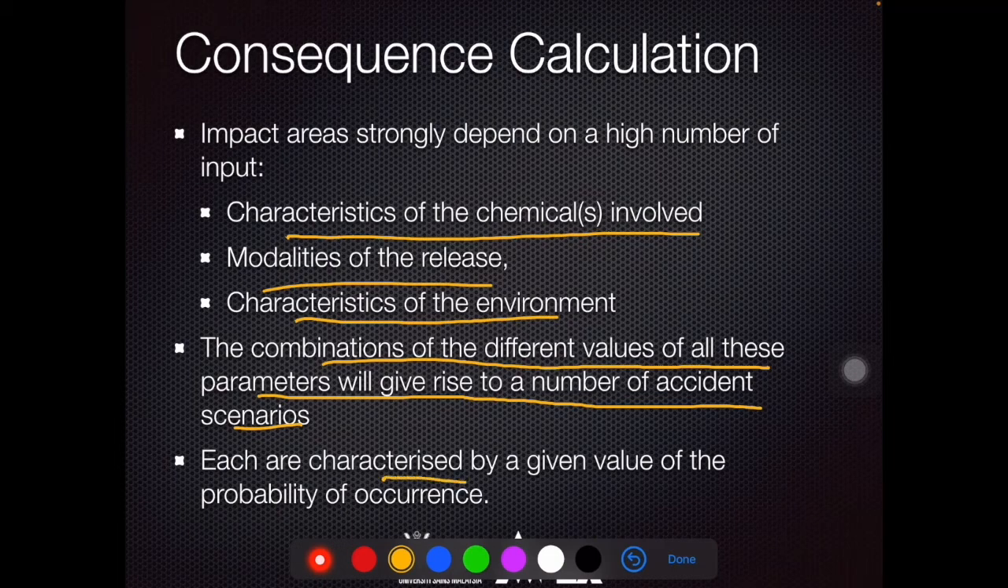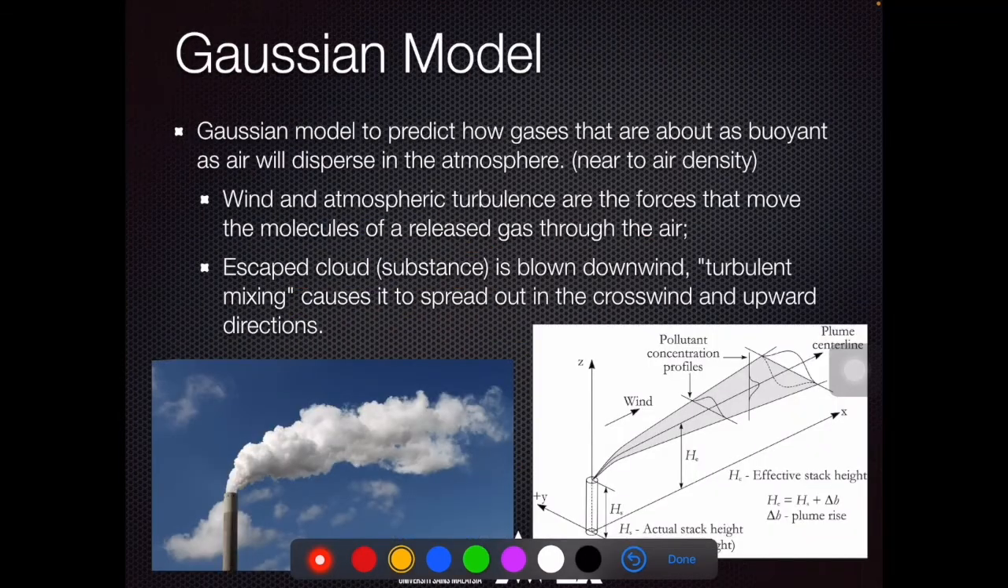Each is characterized by a given value of the probability of occurrence. If you remember correctly, risk is probability times severity. So here in the consequence calculation we calculate the severity of the event, but we can characterize it based on the probability of the occurrence.